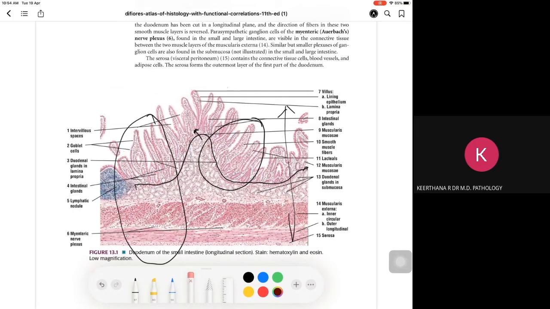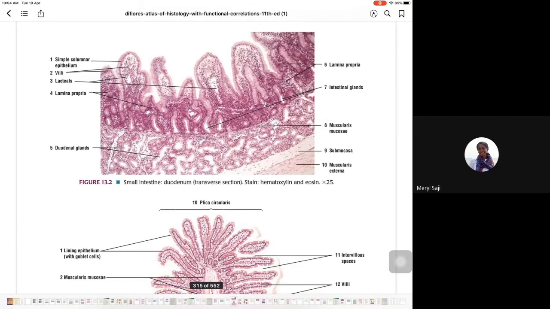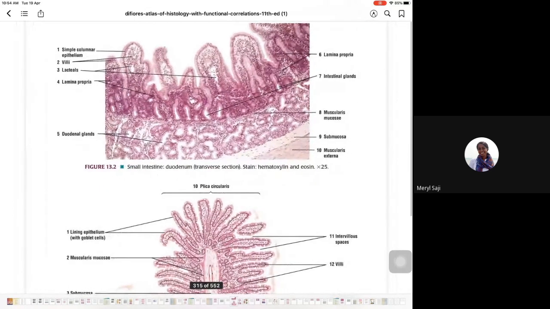They might have perforated. Figure 13.2, small intestine, duodenum, transverse section, stain H&E, 25 times magnification. Simple columnar epithelium, villi, lacteals, lamina propria, duodenal glands, lamina propria, intestinal glands, muscularis mucosae, submucosa and muscularis externa.